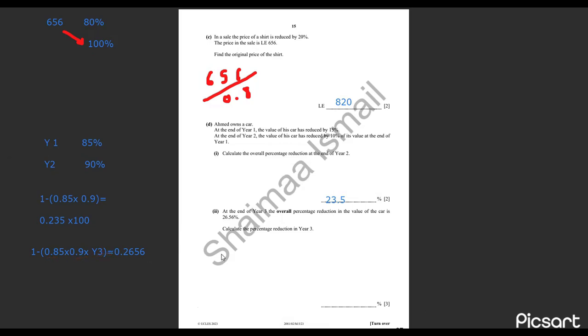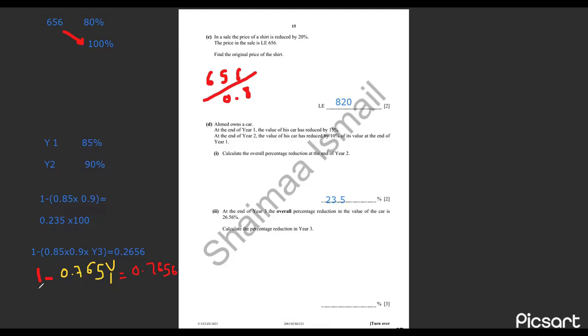So on your calculator, we need to make 1 minus all of these. So we get the y3. Let's make it x or y. Let's make it y, for example, instead of this number. So we can write it y. So we multiply all of these. We say here, 1 minus 0.85 multiplied by 0.9.